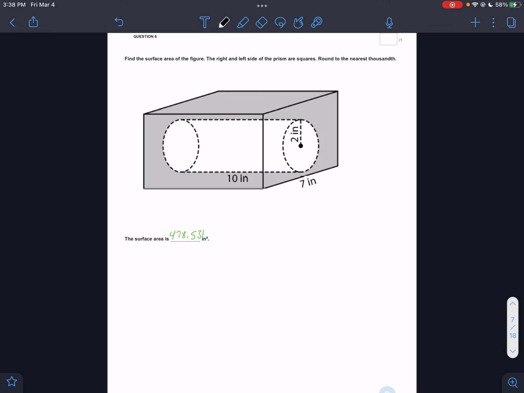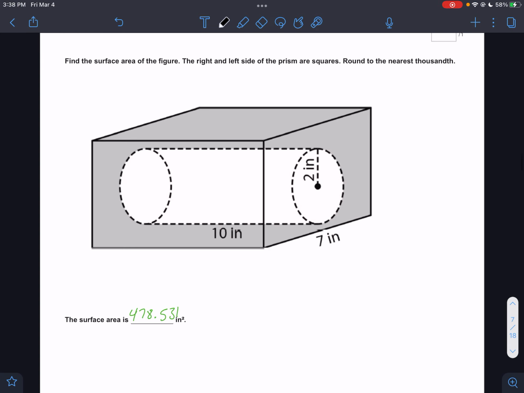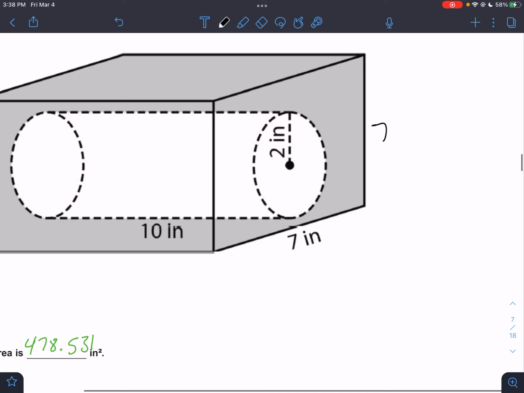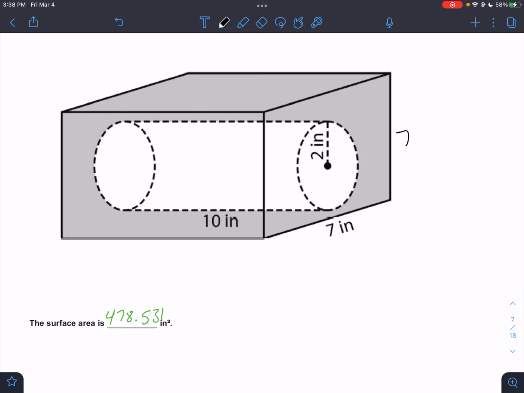Find the surface area of the figure. The right and left side of the prism are squares. Man, that doesn't look like a square. I know. Calm down. I know. But it is 7 by 7. You just got to trust. It's a square.